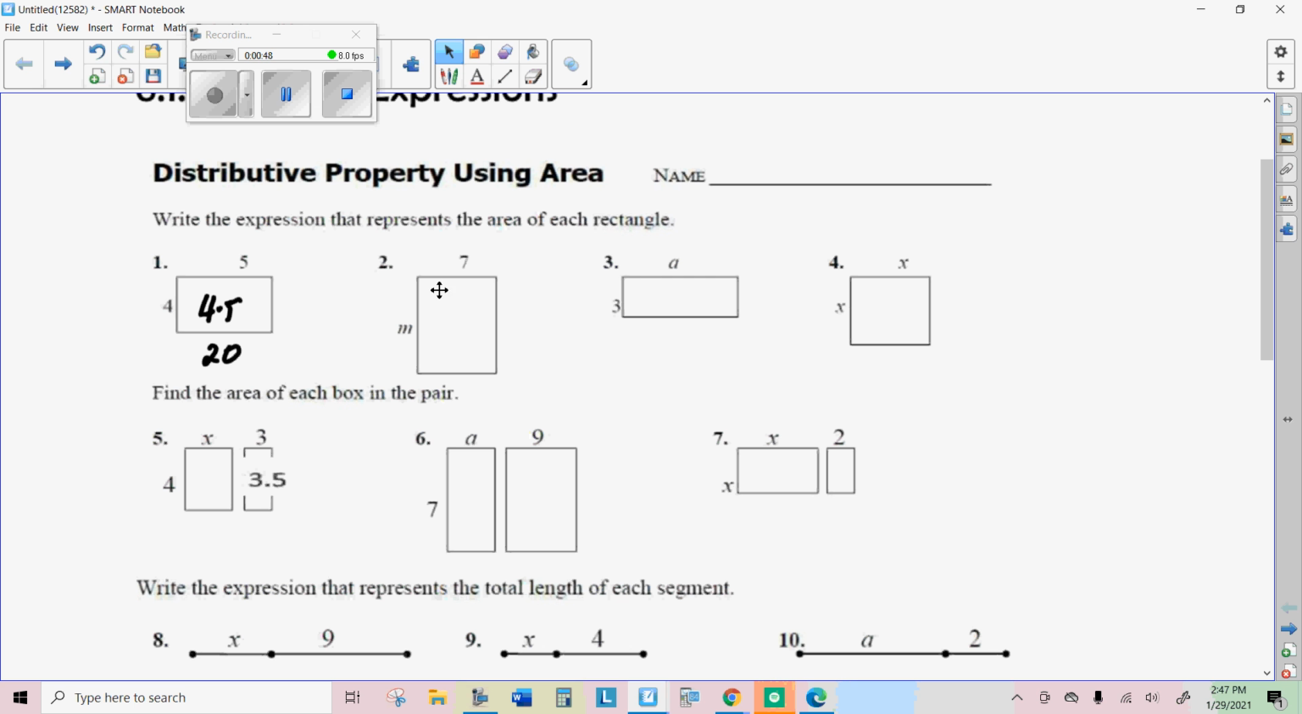When you have a variable in, it would look like this, 7 times m. And in algebra, we do not put a sign in between the two. Like I put a dot in here, you wouldn't do that when you have a variable involved. So that means 7 times m. Go ahead and do 3 and 4.